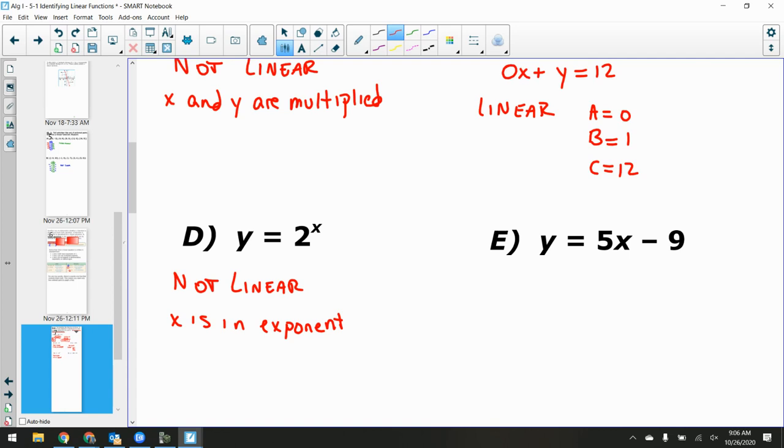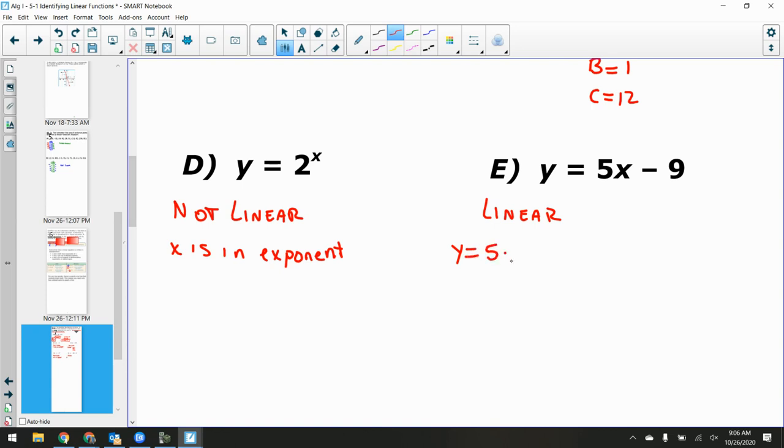Okay, part E. Hey, that's our good friend slope-intercept form, isn't it? Remember that from last year. So is this a line? Yeah, so it is linear. So we must be able to put it into standard form. So let's do that.